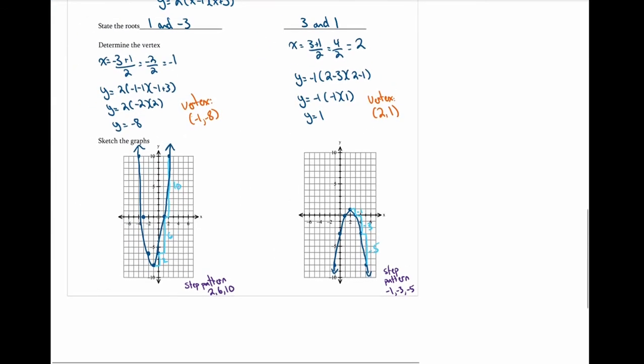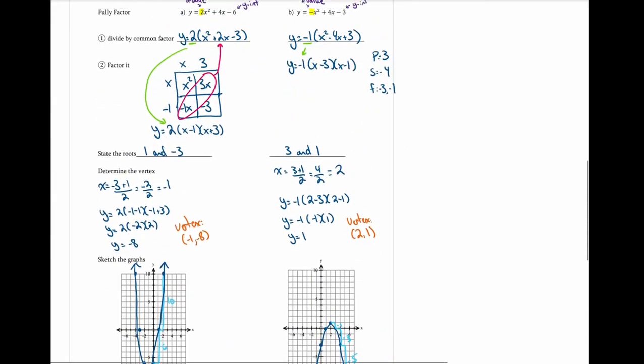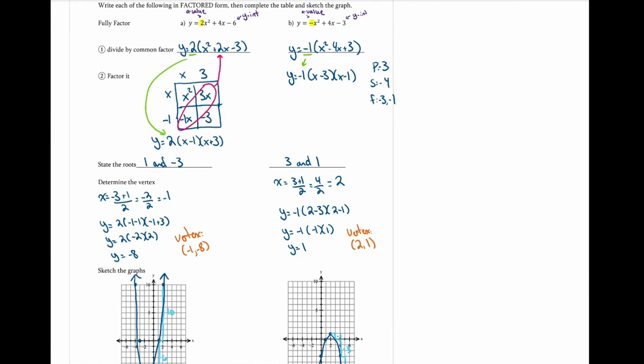So again, the main thing here is the common factoring and getting it down into a form that we can factor using the methods we learned in the previous lesson. Everything else, such as stating the roots, determining the vertex, and sketching the graphs, all comes from what we should have learned previously about quadratics. So you may need to review some of those lessons just to get a refresher, but the newest concept that we've looked at is the idea of common factoring first and then factoring to get our standard form into factored form.